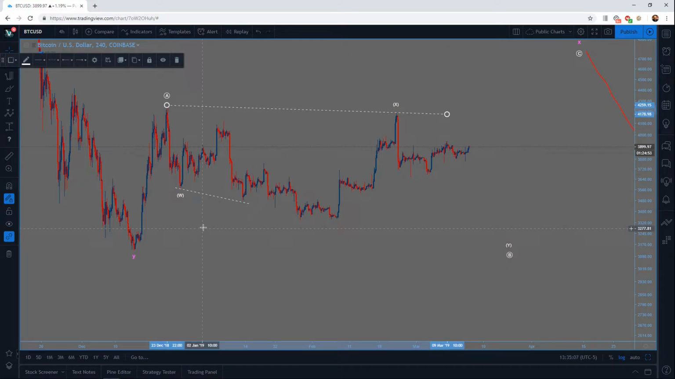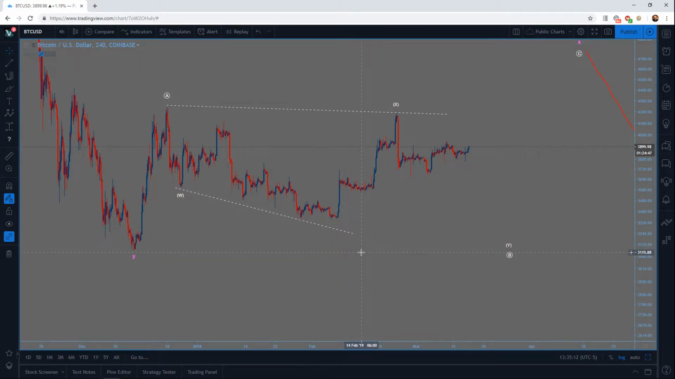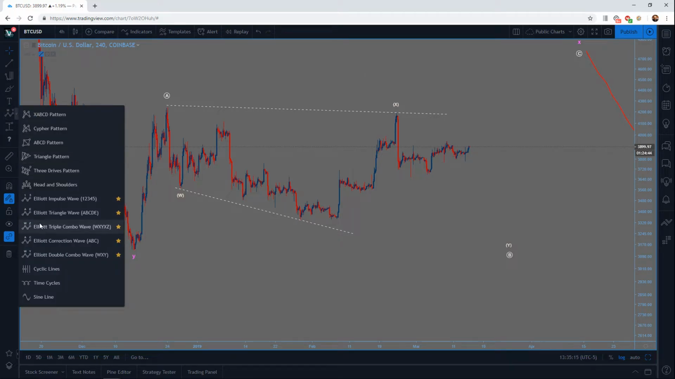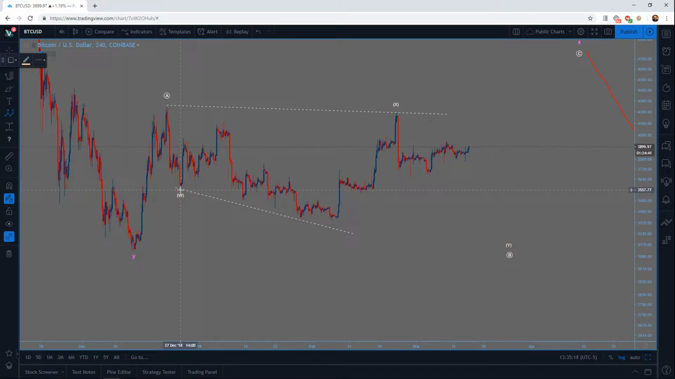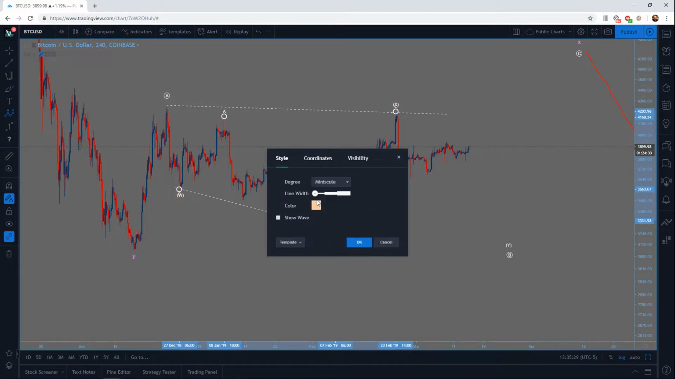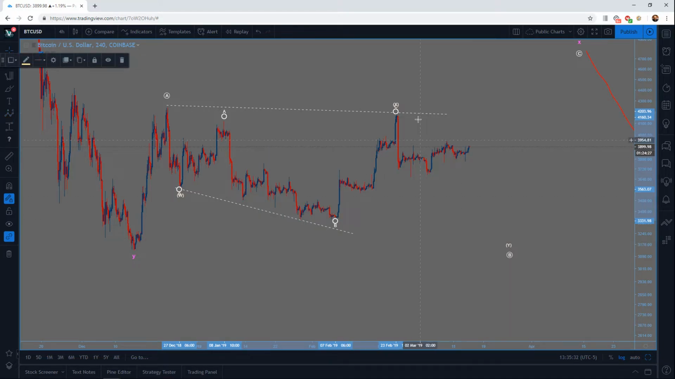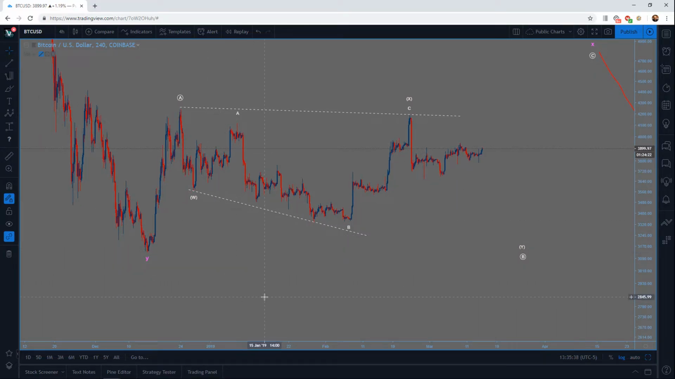And this is a larger flat right here. In that flat, we have a 3, 3, 5 structure. B's are complex, guys. People underestimate corrections.